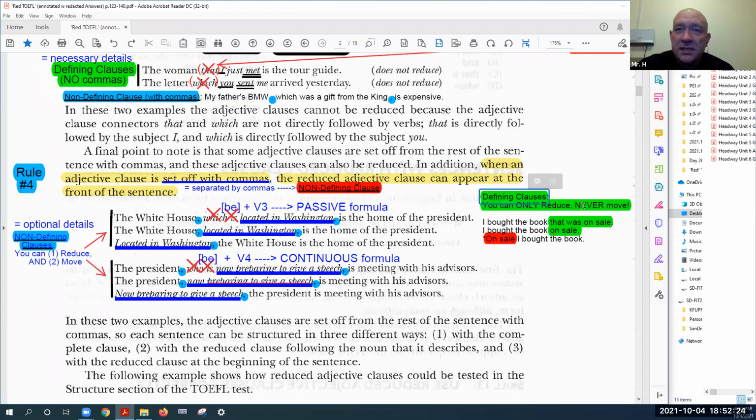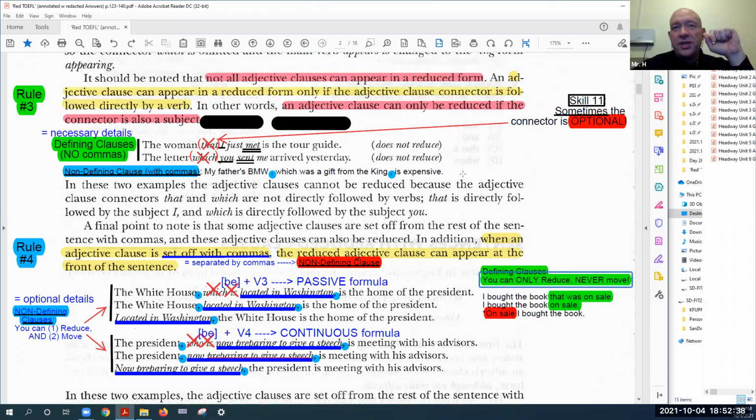Defining, non-defining clauses. Here on the right, defining? Okay, let's zoom in. Defining clauses, you can only reduce, never move. You see these up here, these are defining clauses. You can reduce them sometimes. Now, these two examples, we can't reduce, but there are others.